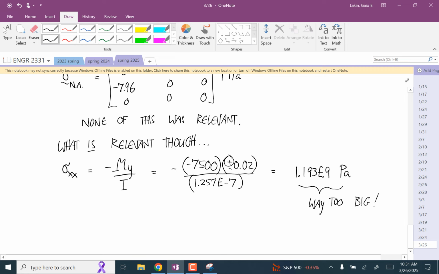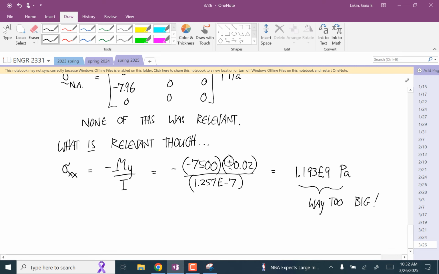So would we have to use the parallel axis theorem to get I at the very top edge? No, that, just like the mass moment of inertia, I represents the whole thing. So the mass moment of inertia represents a whole rigid body. The area moment of inertia represents a whole cross section.